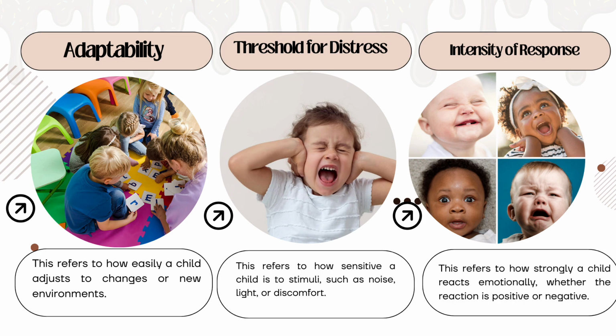The fifth category is threshold for distress. For example, a baby who cries immediately when hearing a loud sound has a low threshold for distress. Intensity of response. For example, some babies laugh loudly when happy or cry intensely when upset.